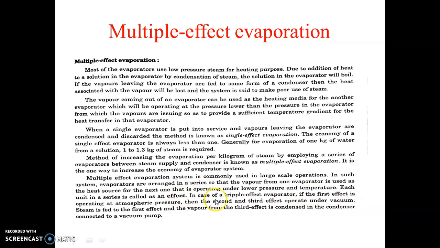Suppose we have a triple effect evaporator. The first effect evaporator is operated at atmospheric pressure, then the second and third are under vacuum. Steam is fed to the first effect, and the vapor from the third effect is condensed in a condenser connected to the vacuum pump. In this way we can operate the evaporation system to increase the economy. This is called a multiple effect evaporation system. Triple effect means there are 3 evaporators connected in series. Sometimes there may be a double effect, which means 2 evaporators connected in series.